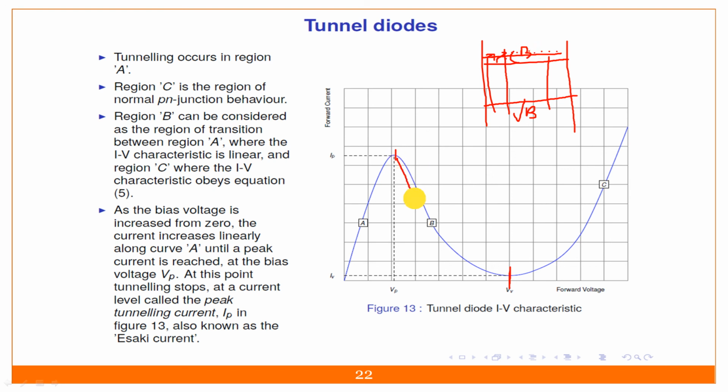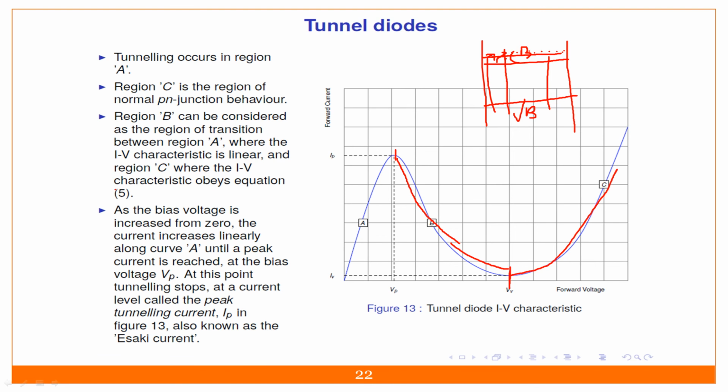From this point to this point, this region is the negative resistance region, due to which the current is caused to decrease. And from the valley point, again this diode will act as a normal diode. It will start to break the junction and the current comes to flow.